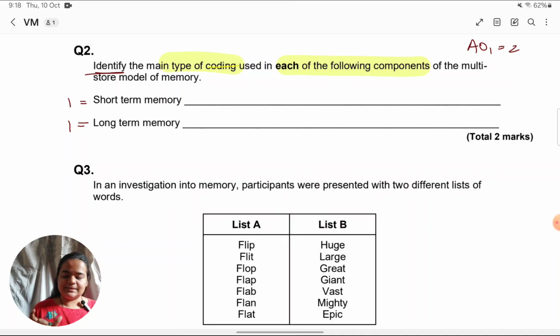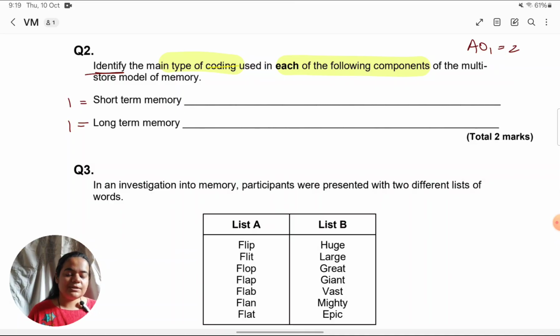That is why you will see the space given is also very less, because that is also a cue for you that you mustn't write too much. As far as short-term memory coding is concerned, we know it is sound-based, it is acoustic. We have to use good terminology. So we have to say acoustic. We cannot say that it is hearing based. Do not use casual language in any answer in the paper.